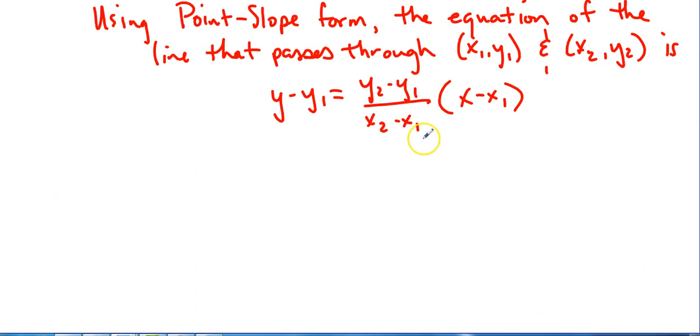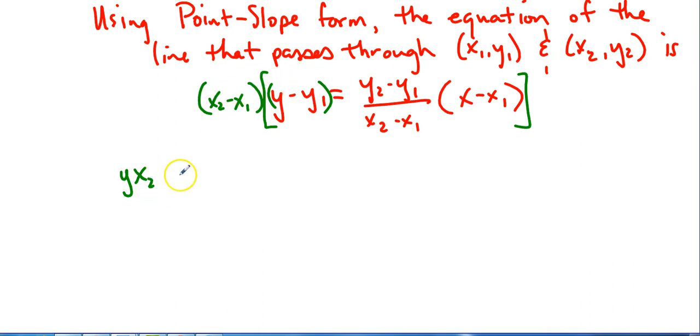So what we're going to do is take this equation and manipulate it. The first thing that I want to do is get this x2 minus x1 out of the denominator. In order to do that, I want to multiply both sides by that quantity, x2 minus x1. When I do that, my left side is a binomial times a binomial, so I have to FOIL that. So that's going to be y times x2 minus y1 x2. That's the first and the outer. The inner is minus y x1. And then the last is going to be plus x1 y1. So that's my left side.